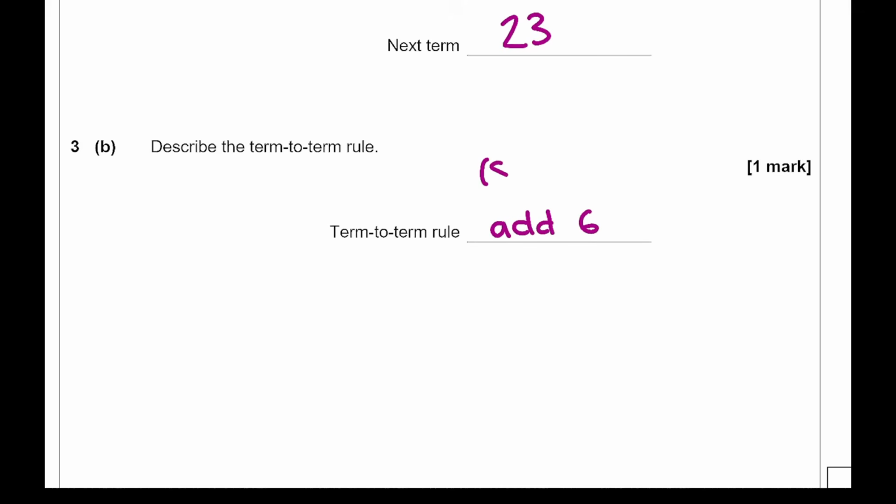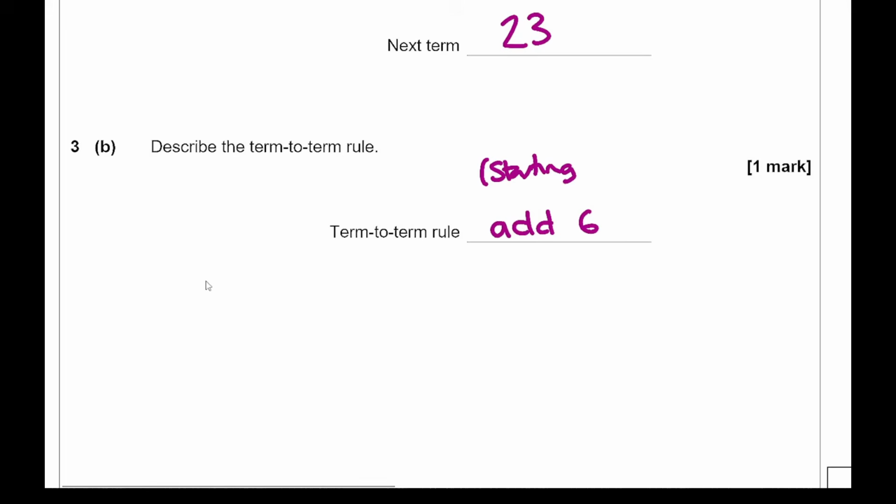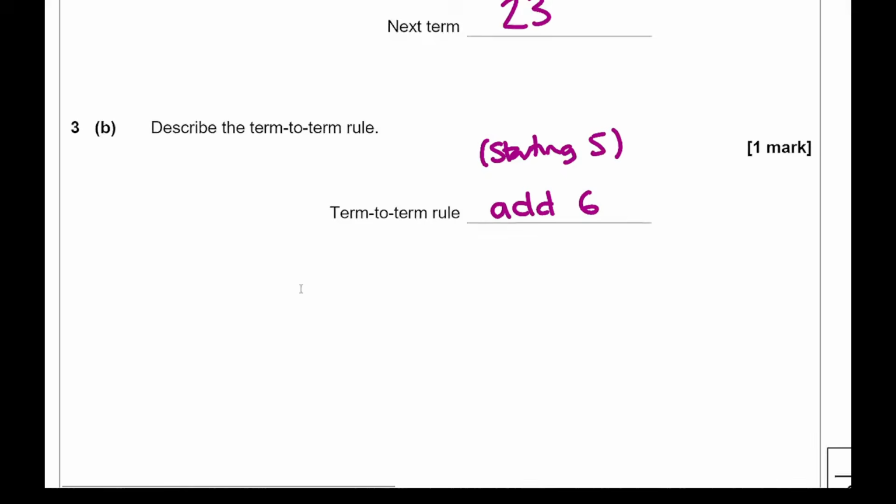And if you did write starting with, what number did we start with? Starting with 5, then that would be absolutely fine. That would be describing the sequence, but the term-to-term rule is how do you get from one term to the next? We just simply add 6.